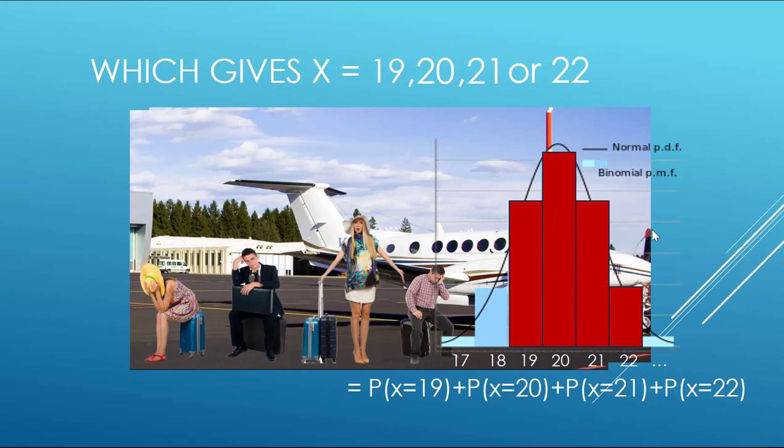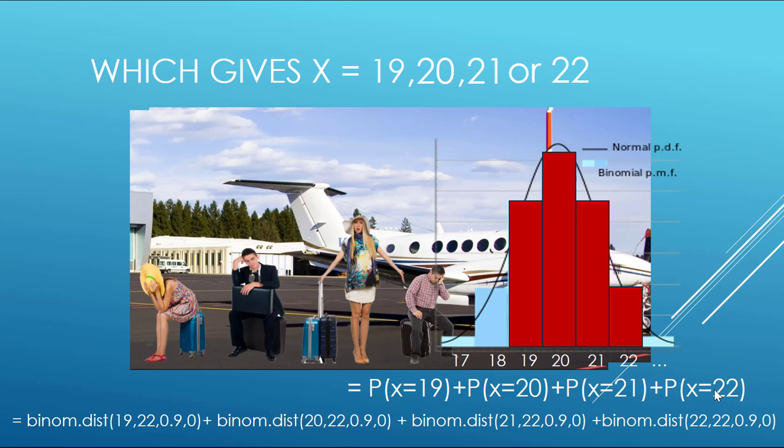Okay, to do this, get the probability of each one individually. That's one way we can do it. To do that in Excel, do a binom.dist call for each of these x values. Put cumulative to 0 if we're looking for the areas exactly at 19, exactly at 20, exactly at 21, exactly at 22 here, or the odds of exactly those x values occurring.